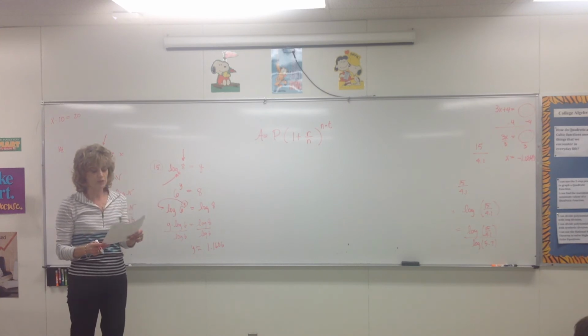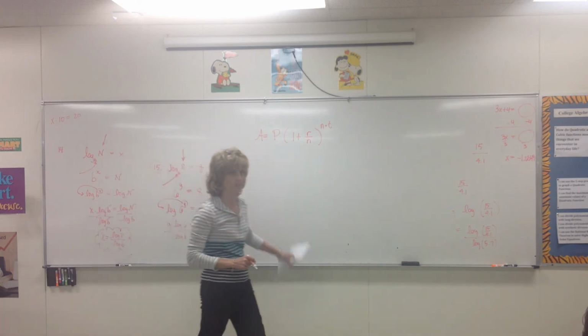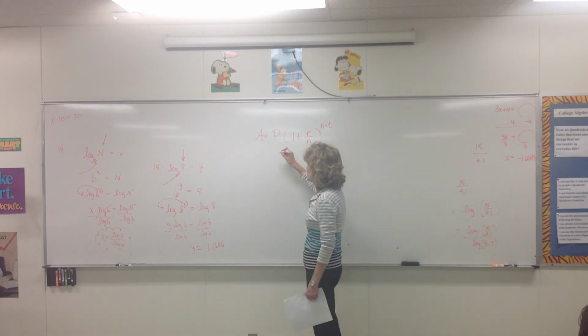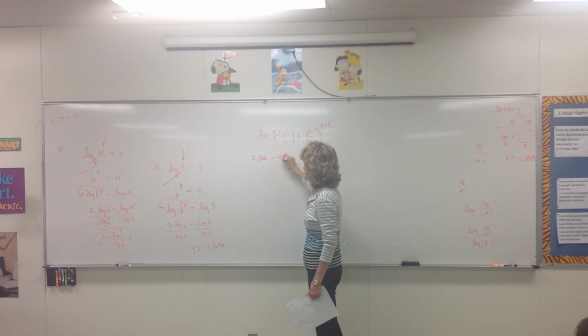So where are you going to put the time required for a $4,500 investment? What is $4,500 in the formula? That's P, principal. That's the money you start with. And you want it to grow to be $12,500. That's the amount after time.